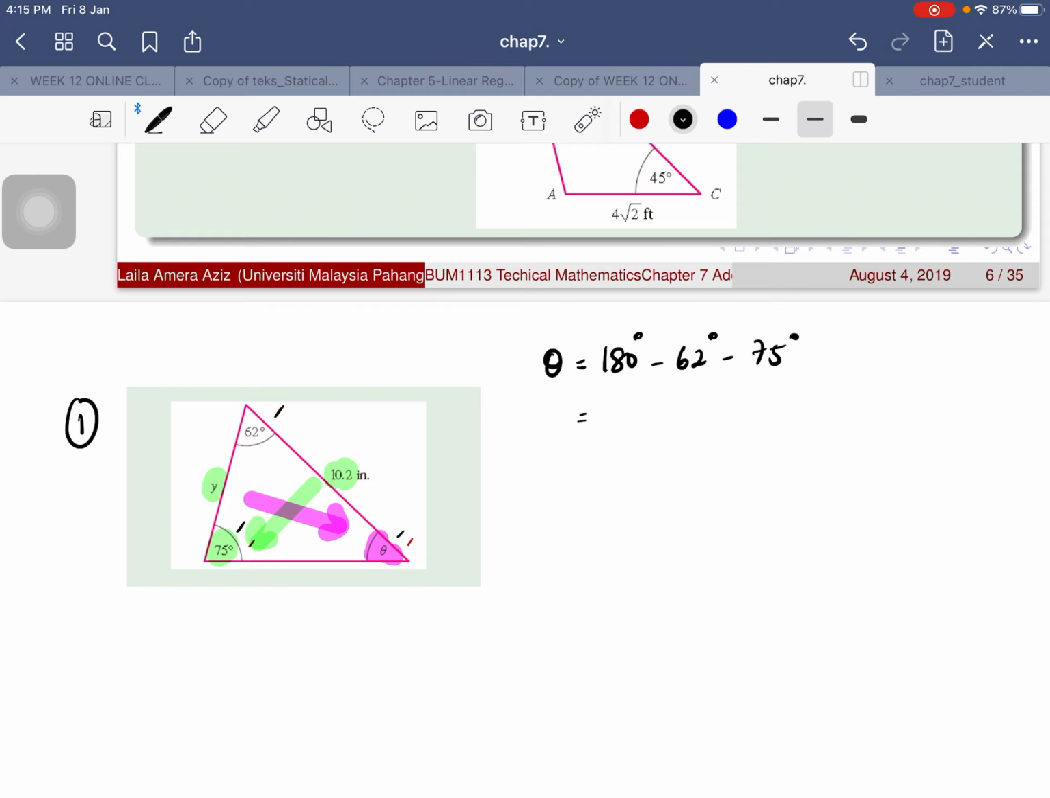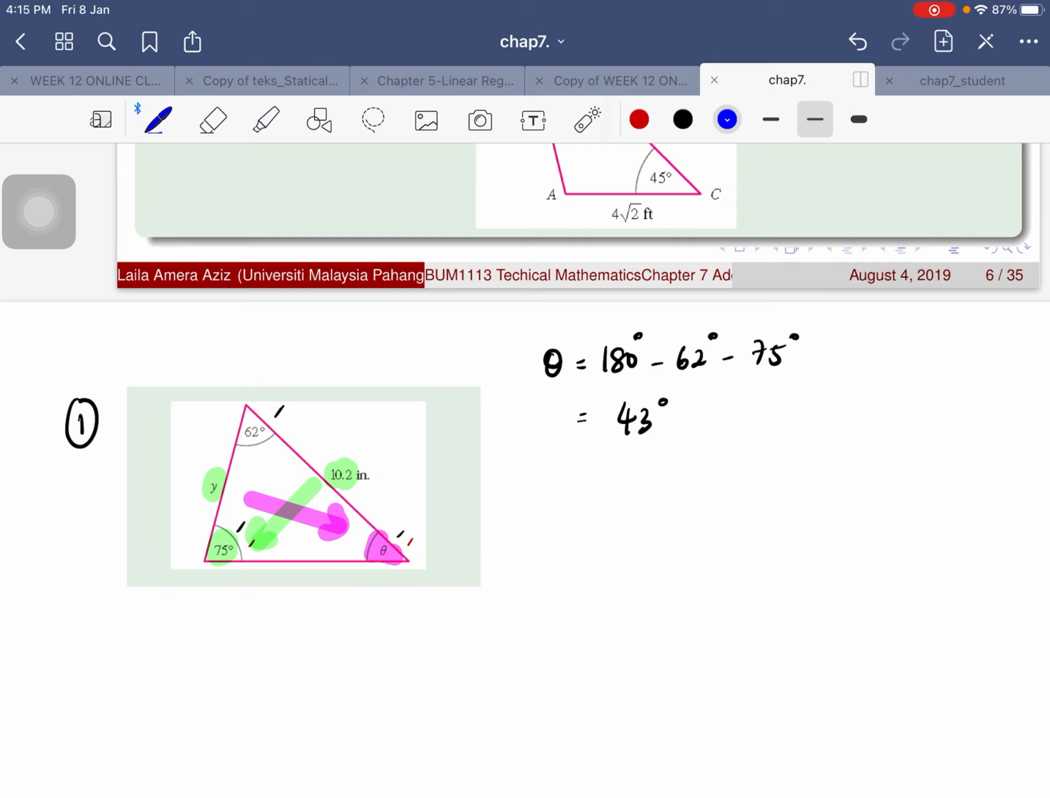And you simply have to use your calculator to count this. 180 minus 62 minus 75, so that is going to give us a value of theta equal to 43 degrees. So now we already have two angles and one length that we know, so straight away we can find what y is going to be.